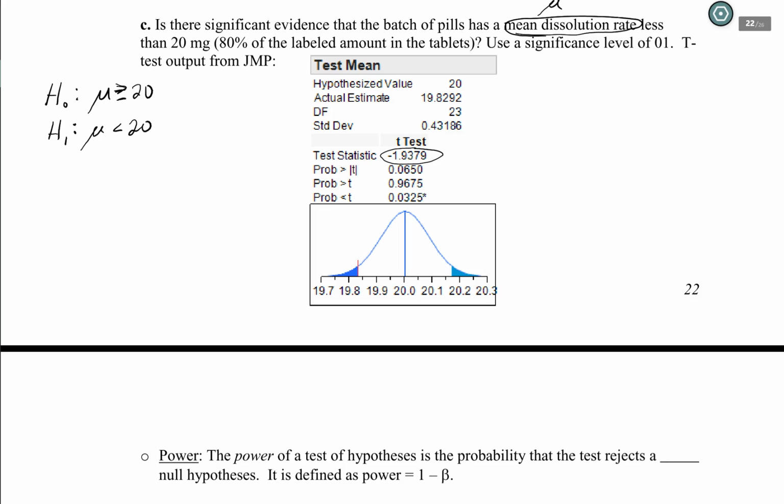And in this t-test scenario here, this is our observed test statistic. Now what JMP gives us is the output for this: a p-value for a two-tailed test, and this here is a p-value for a right-tailed test.